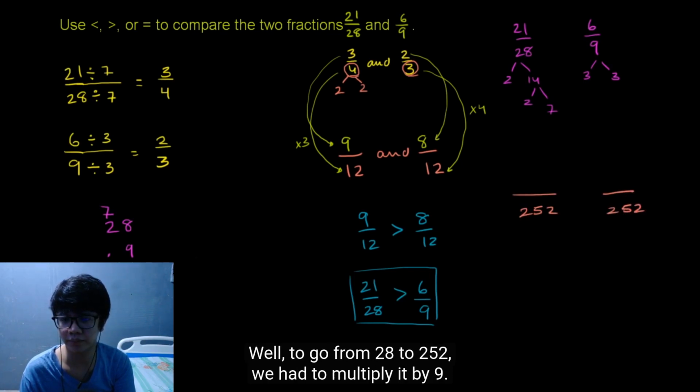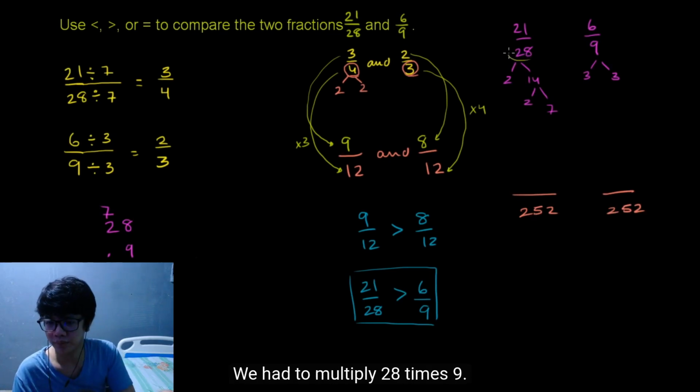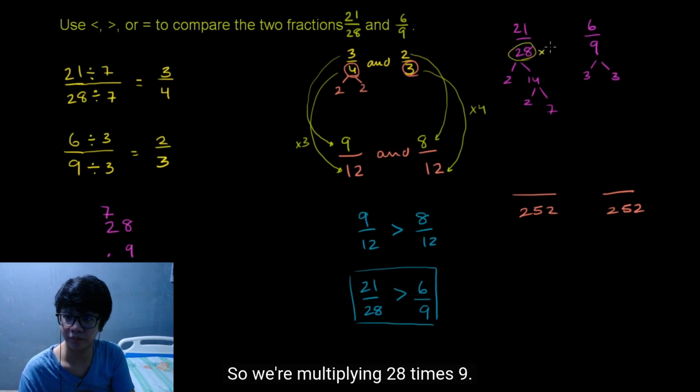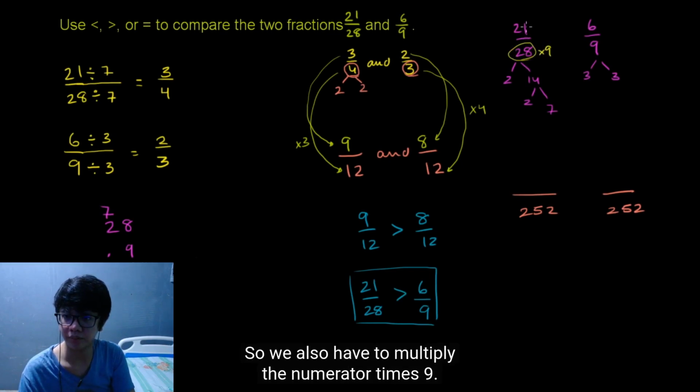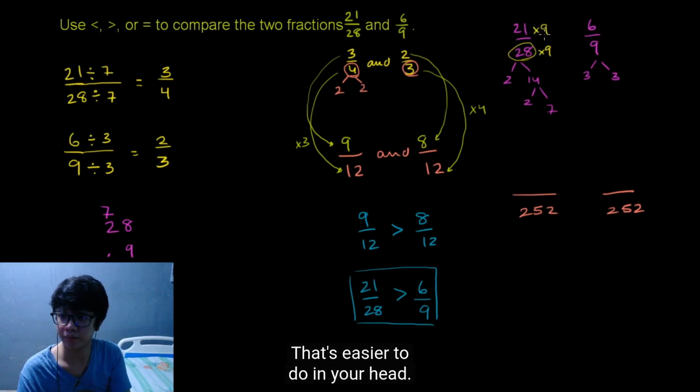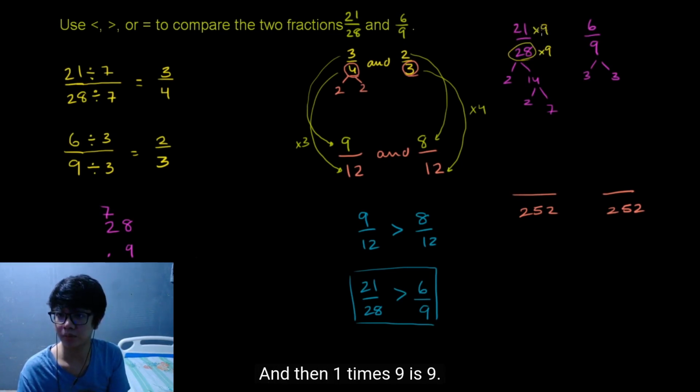Well, to go from 28 to 252, we had to multiply it by 9. So we're multiplying 28 times 9, so we also have to multiply the numerator times 9. So what is 21 times 9? That's easier to do in your head. 20 times 9 is 180, and then 1 times 9 is 9.